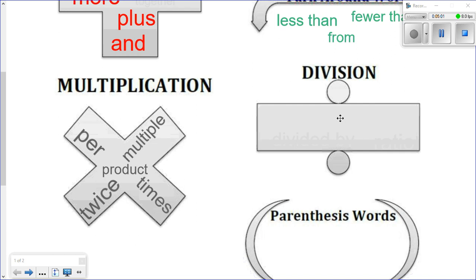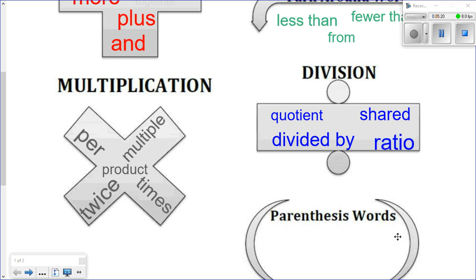Some division words are quotient, which is the result you get when you divide. Shared: if you have 12 cupcakes and you share them with 3 people, that means each person gets 4 cupcakes. Divided by. And ratio, like when you set up a fraction, or fraction is another one for division as well. Again, if I went too fast, please pause the video so you can write them all down.